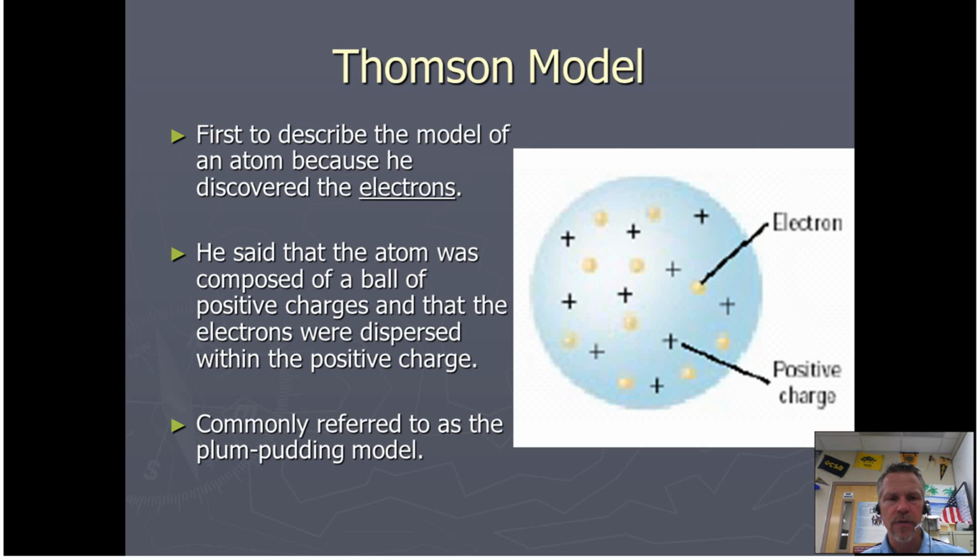The Thomson model is the first one, and it was actually the first one that was developed. That's because he was the first person to discover electrons. He visualized the atom as a ball of positive charge, and you can see that here represented by these pluses. And embedded or dispersed within that ball of positive charges were small, discrete negative charges, the electrons.